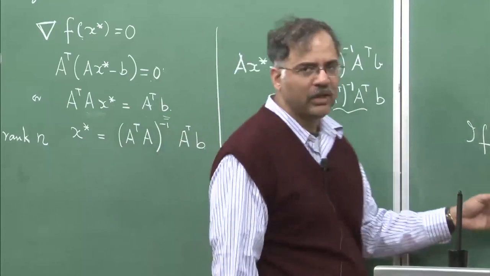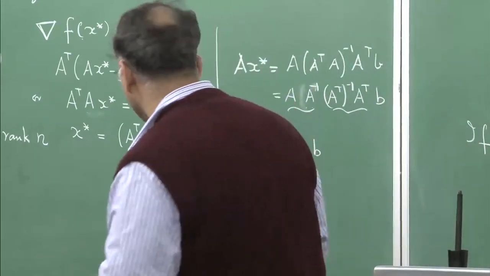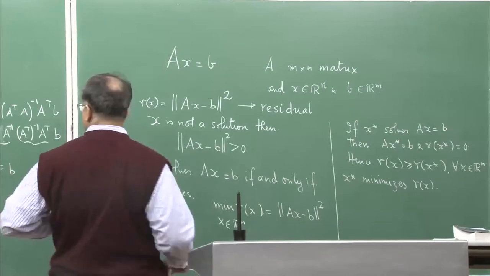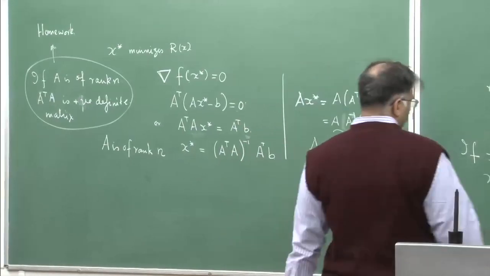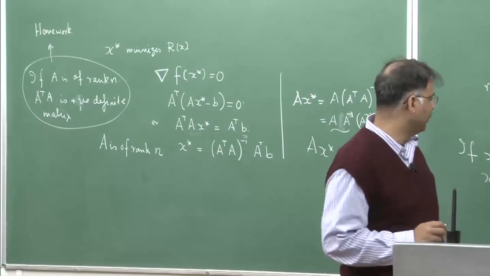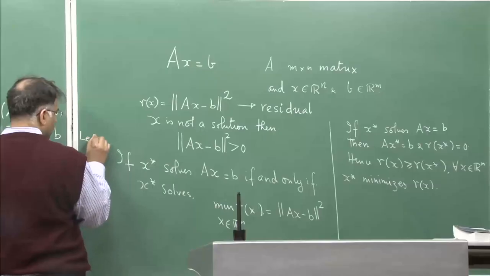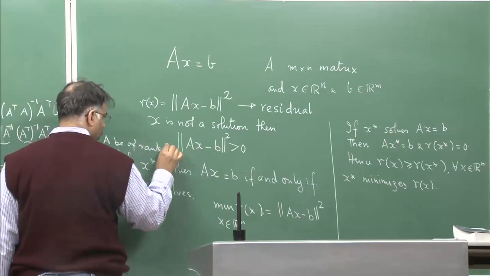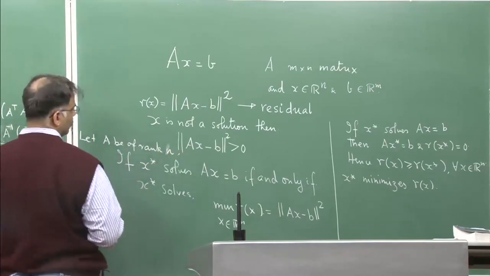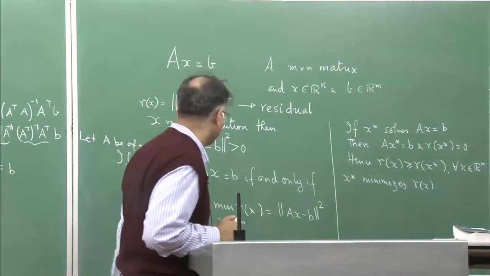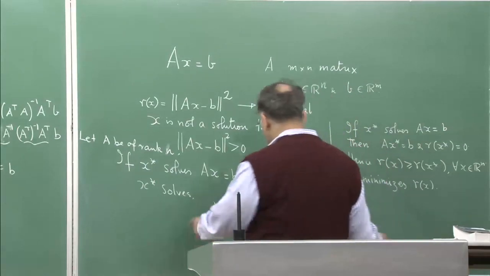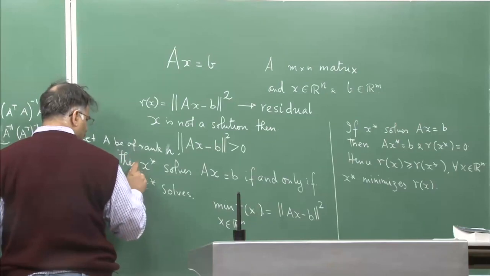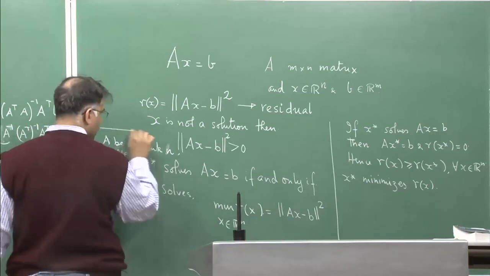So, I will now modify what I have written. This is how you discover things in mathematics, by trying it out. I have not written it purposefully, but what I have now written is that if A is of rank n, of full column rank, then X star solves AX equal to B if and only if X star solves this problem. So you see, now we have the full result. This is my result.